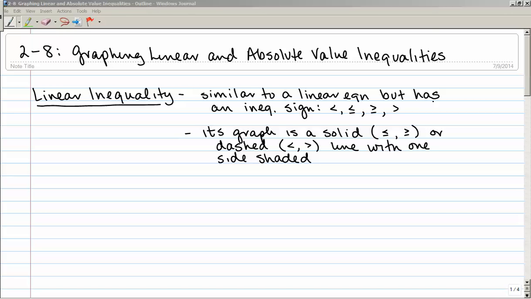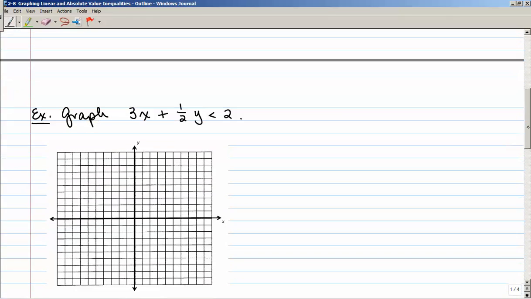Its graph is a solid line if it's a less than or equal to, or a greater than or equal to, or a dashed line if it's a less than or a greater than, and then one side of that line is going to be shaded. You're either going to shade above the line or below the line. Let's take a look at a couple examples here.